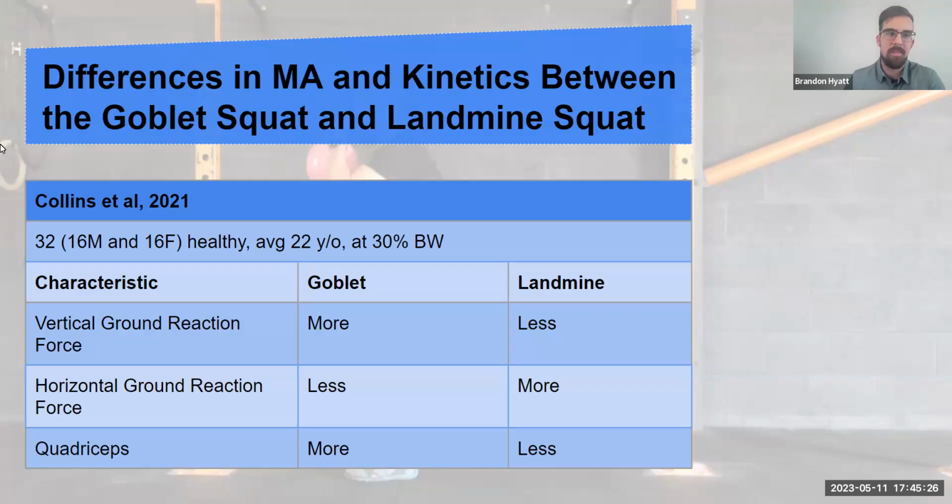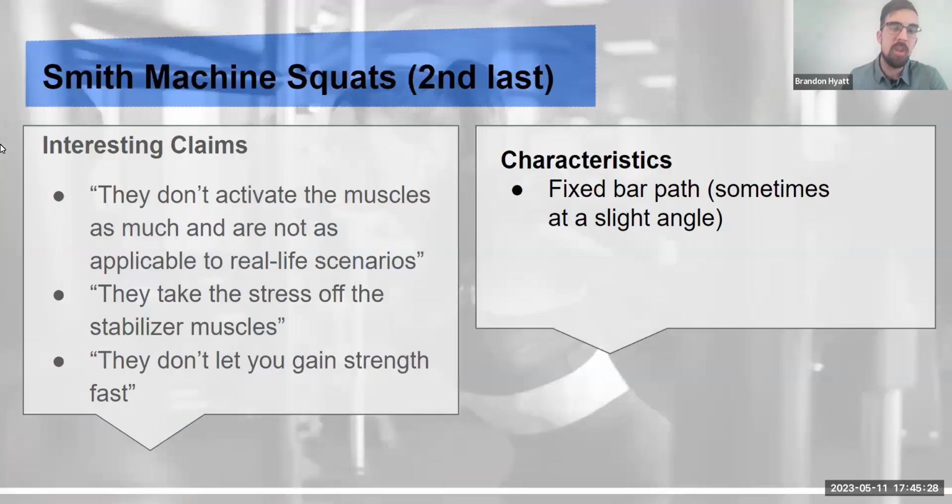We're going to move on. All right, so we're on the second to last type of squat. We're going to talk about Smith machine, and then last, we're going to talk about belt squat.